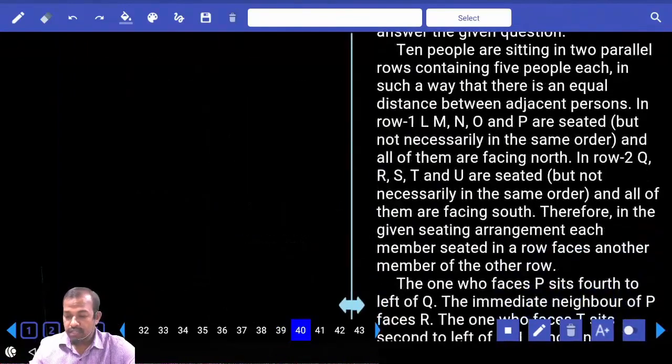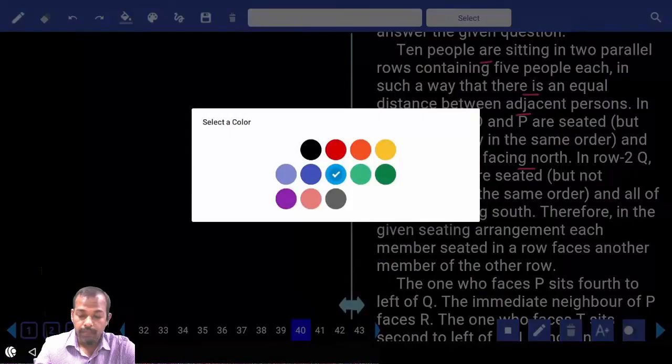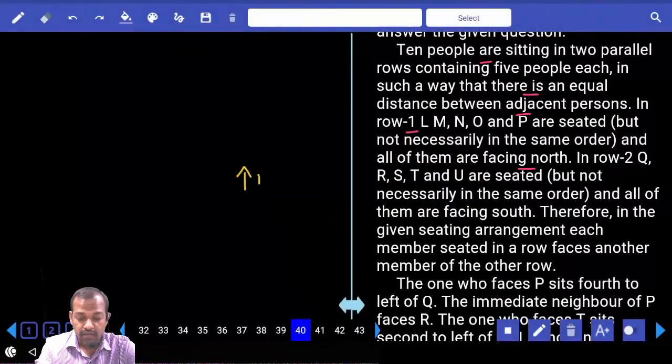Next one. Ten people are sitting in two parallel rows containing five people each, in such a way that there is an equal distance between each person. In row one, L, M, N, O, P are seated and all of them are facing north. So tell me the persons who are facing north here. L, M, N, O and P. So these persons are facing north.